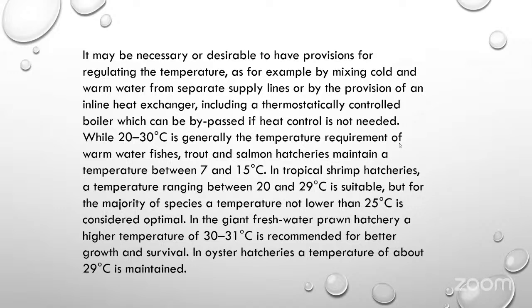In tropical shrimp hatcheries, a temperature ranging between 20 and 29 degrees centigrade is suitable. But for the majority of species, a temperature not lower than 25 degrees centigrade is considered optimal. In the giant freshwater prawn hatchery, a higher temperature of 30 to 31 degrees centigrade is recommended for better growth and survival. In oyster hatcheries, a temperature of about 29 degrees centigrade is maintained.